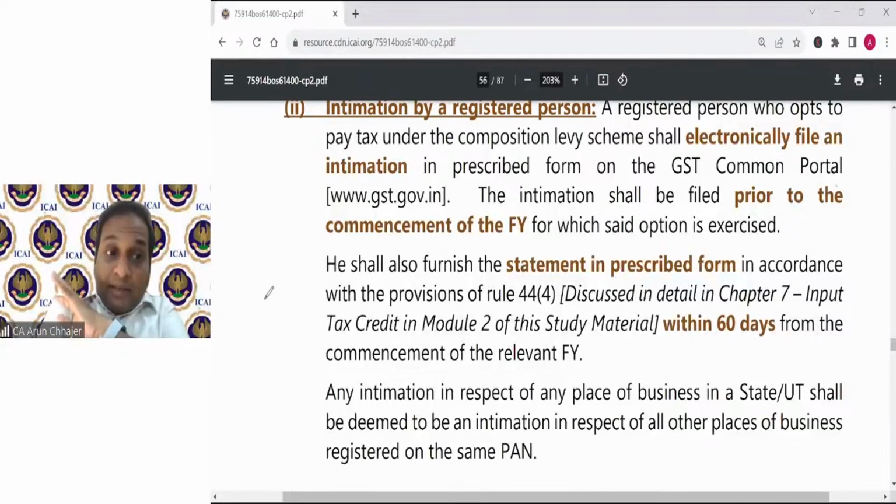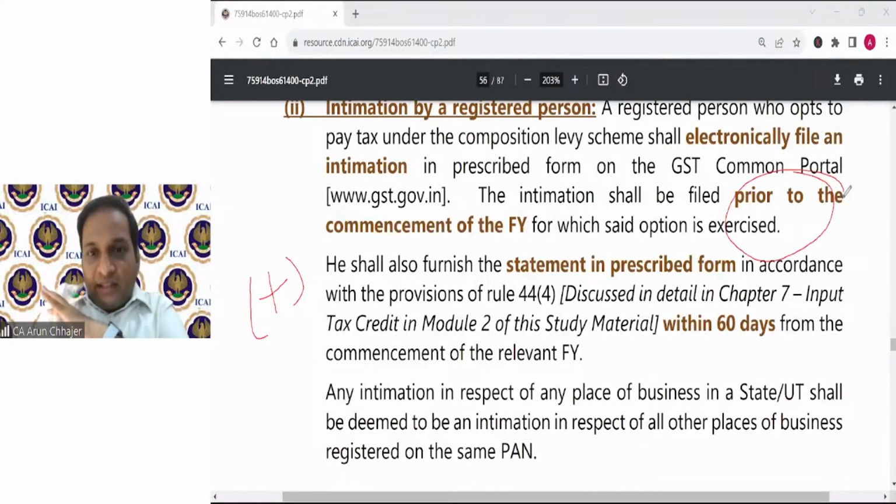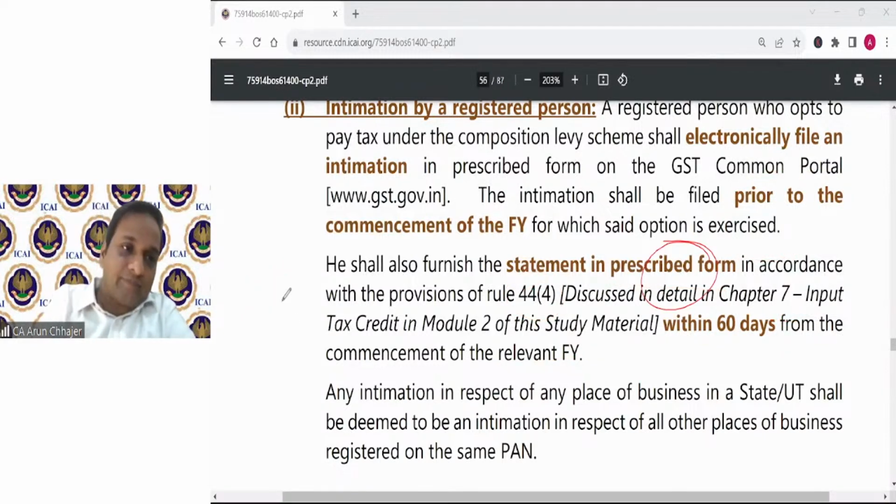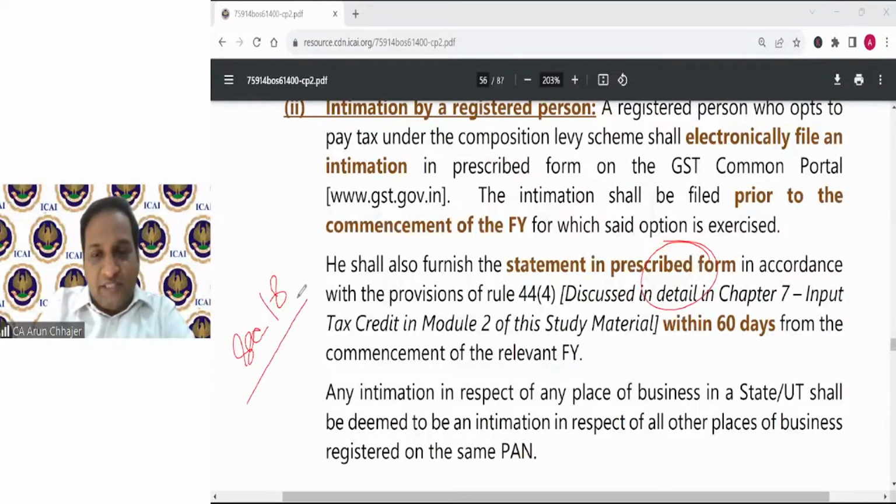Now, additionally, one is to fill this form, which is nothing but the communication to the portal that I am opting for the composition scheme. Additionally, a statement in the prescribed form in accordance with Rule 44, sub-rule 4, which we will discuss in the ITC chapter, within 60 days from the commencement of the relevant financial year. Once the year has started, I have to furnish this form also. What is that form? We will discuss it in section 18, ITC in case of special circumstances.